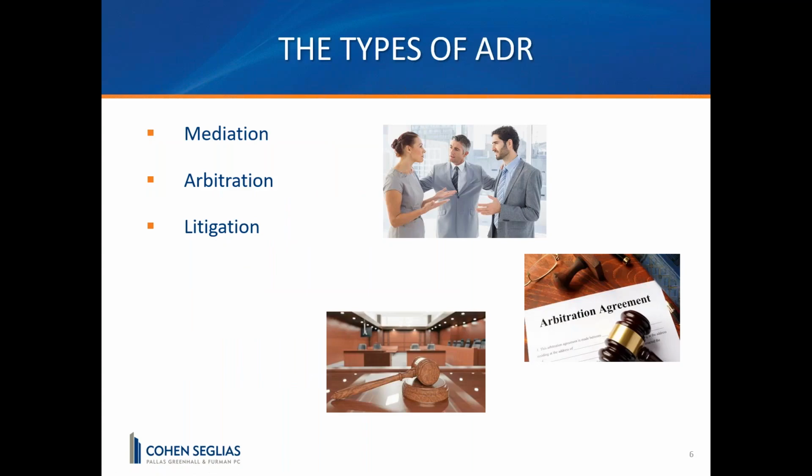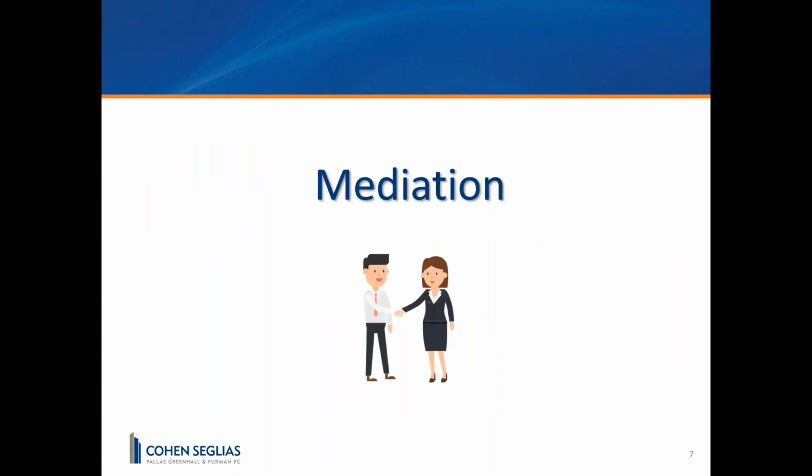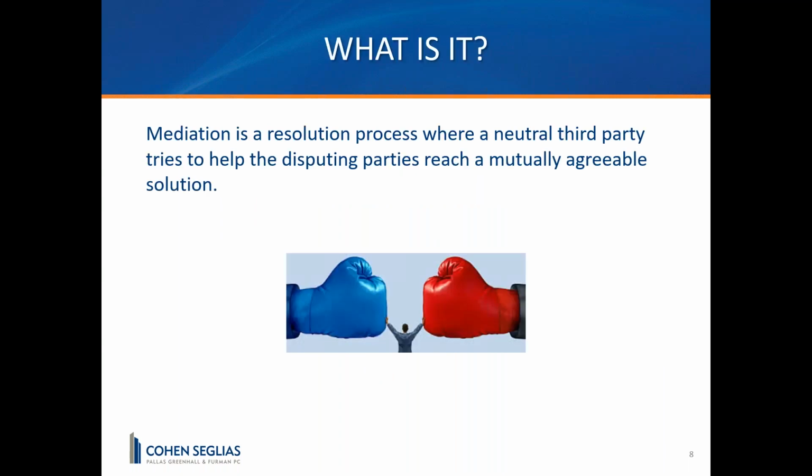So what are the different types of ADR that are available for construction disputes? The 3 main processes really are mediation, arbitration, and litigation. And we're going to go through each one of those now. The first process that I'm going to talk about is mediation. So what is it exactly? Well, mediation is a resolution process where there's a third-party neutral that tries to help the disputing parties reach a mutually agreeable solution.